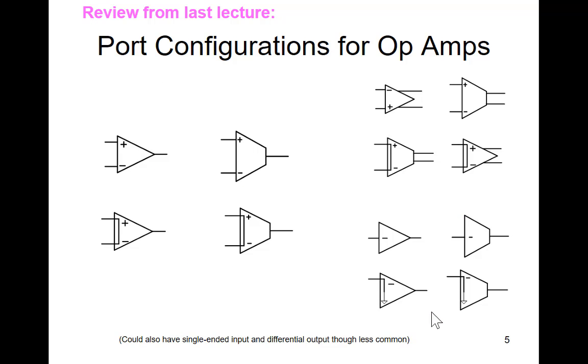We saw that there were a multitude of different amplifier structures that could be called an op-amp. They could be single-ended or differential at the input. They could be single-ended or differential at the output. And the port terminals could be either current or voltage on either port. Really makes no difference.